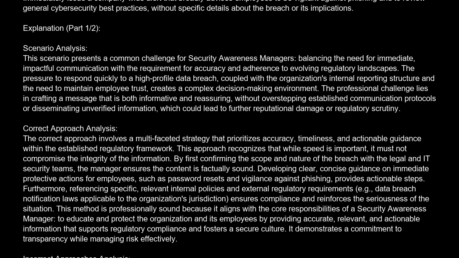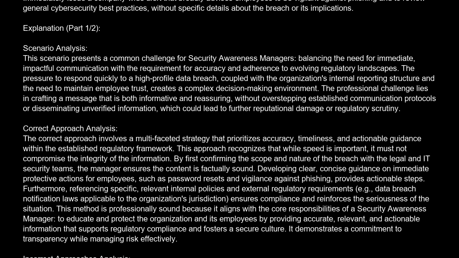Explanation. Scenario analysis. This scenario presents a common challenge for security awareness managers, balancing the need for immediate, impactful communication with the requirement for accuracy and adherence to evolving regulatory landscapes. The pressure to respond quickly to a high-profile data breach, coupled with the organization's internal reporting structure and the need to maintain employee trust, creates a complex decision-making environment.